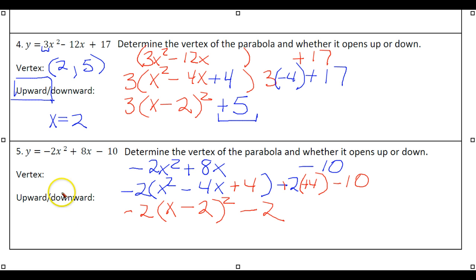So our vertex is going to be opposite sign of this, a 2 and a negative 2. Now, since our a value here is a negative, it's going to open downward. And our axis of symmetry is x equals 2. And our maximum now will be a negative 2. Okay, so again, lots of stuff going on here, and hopefully you can master this technique. They didn't give you the hardest examples here.